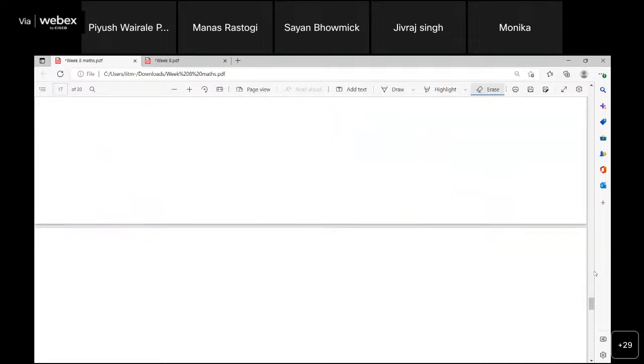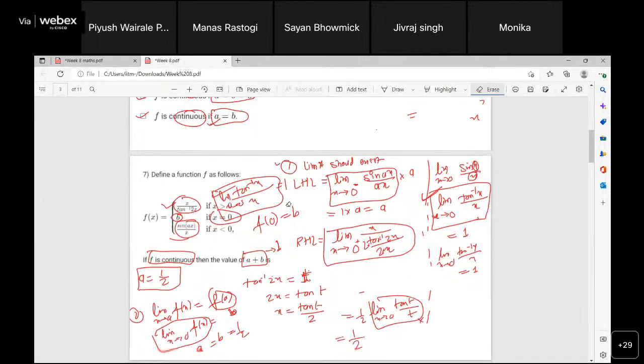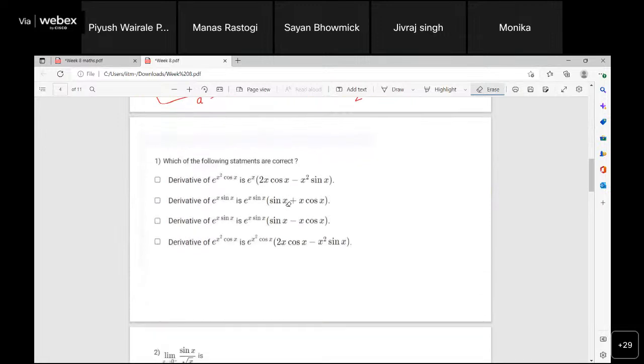Simple L'Hospital rule. Okay, now let us discuss a few examples. Which of the following statements are correct? Here we have two functions. This is one function. This is another function. Now try to differentiate the first function. So which rule do we have to apply here?